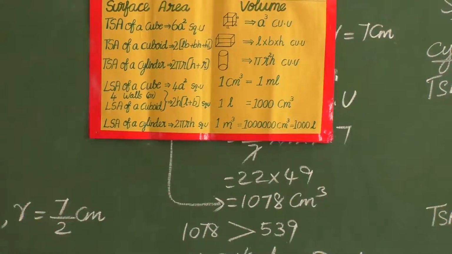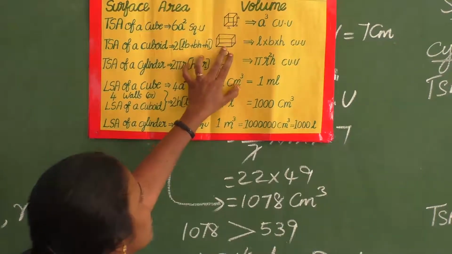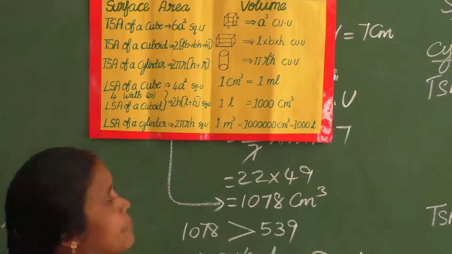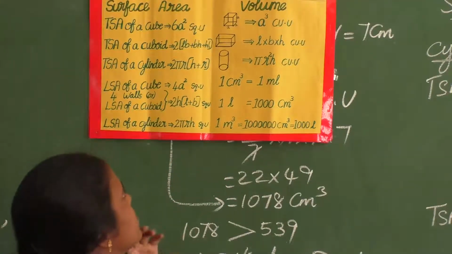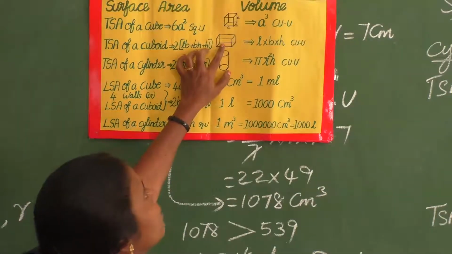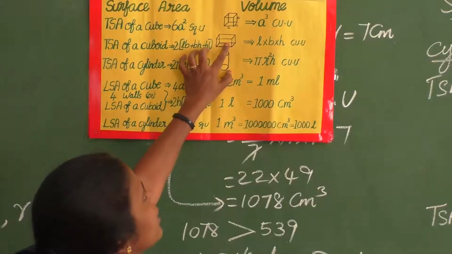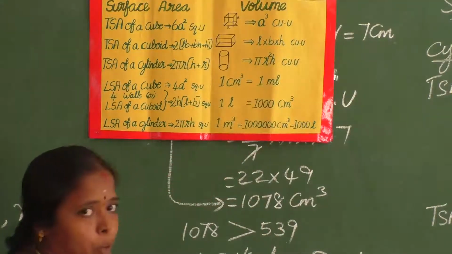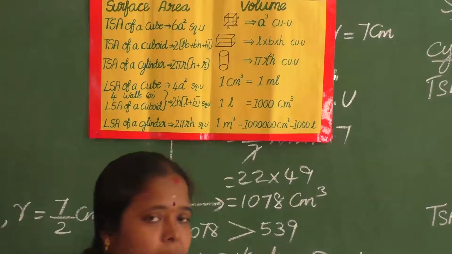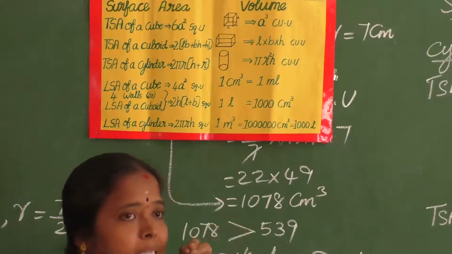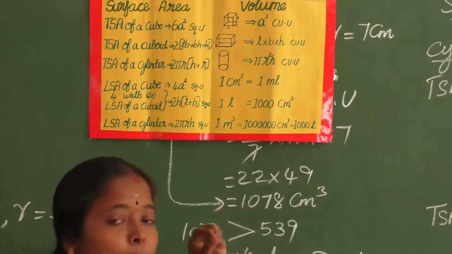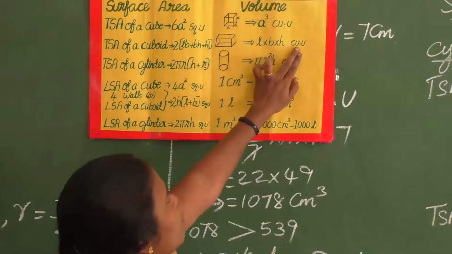First I am telling, cuboid. Cuboid is a three-dimensional figure. Last week itself we have seen many sums based on the surface areas. So now we are going to see volume of the cuboid. What is the formula? L into B into H cubic units. Again I am telling, surface area means you have to tell the measurement unit as square units. Volume means cubic units.